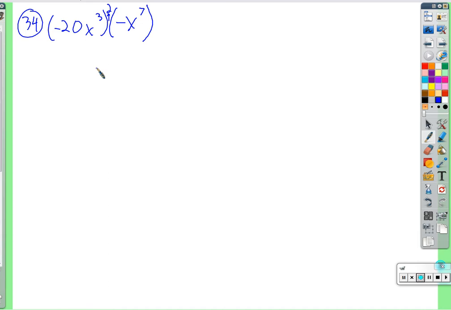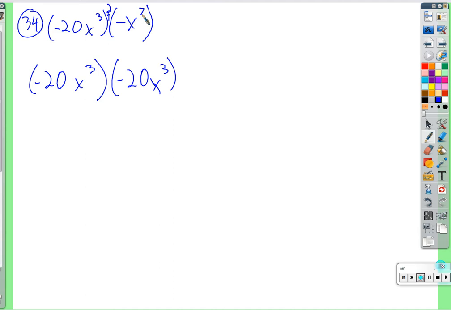Very good. So, -20x to the third power times itself 2 times. There's the 2 times. We're going to multiply it together. All right. How about the 7 here? That's -x times itself 7 times.